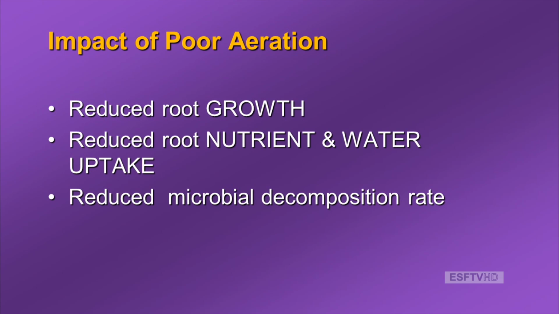Microbial decomposition, why does that matter? Well, the microbes are involved in releasing nutrients that are bound up in organic matter. So if we reduce the rate of decomposition, you reduce the rate of nutrient cycling, and it reduces productivity.